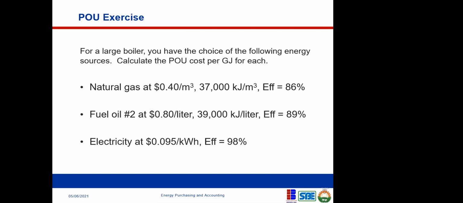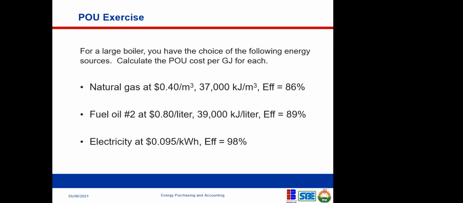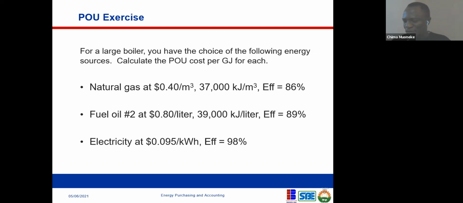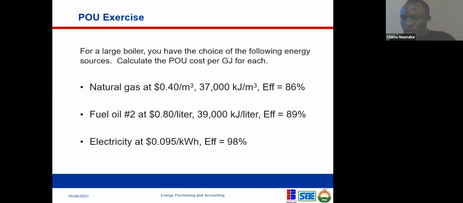So that's 12.5707. What that means is $12.57 per gigajoule. You are told to convert all of them to a common unit, which is gigajoule, so you can compare them. So we have calculated the point of use cost for natural gas. The point of use cost for using natural gas is $12.57 per gigajoule. Is that clear?